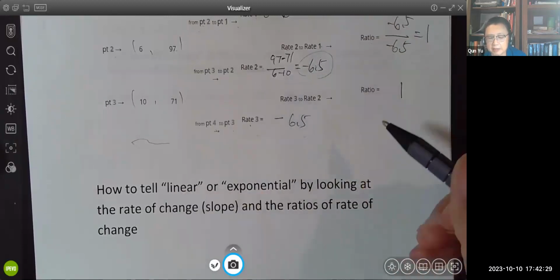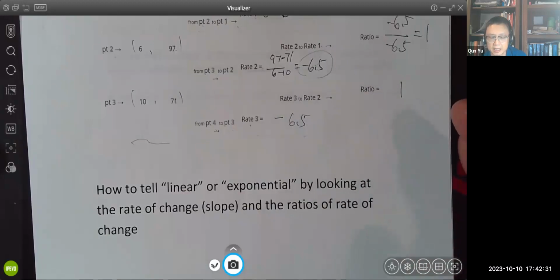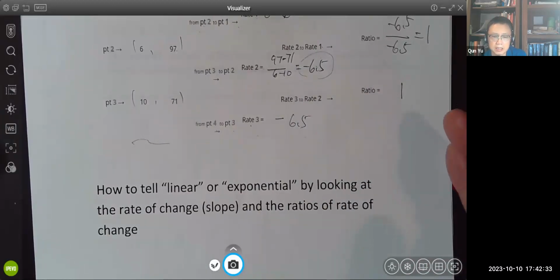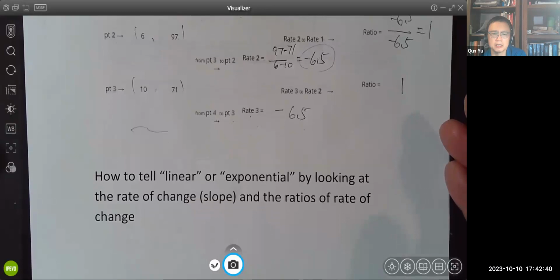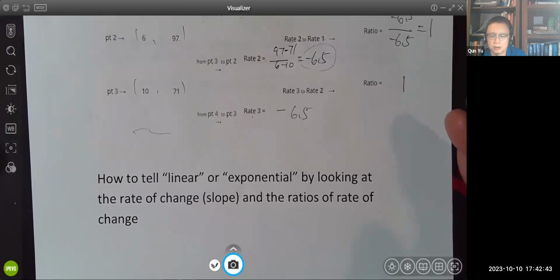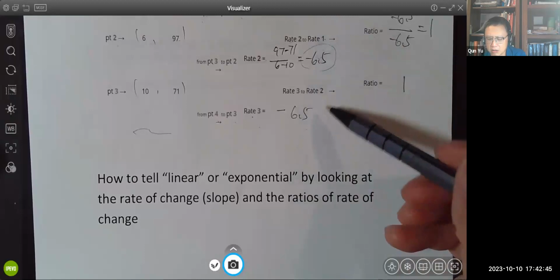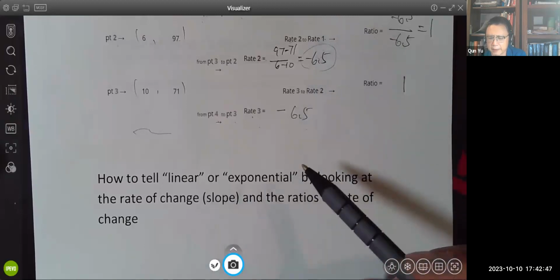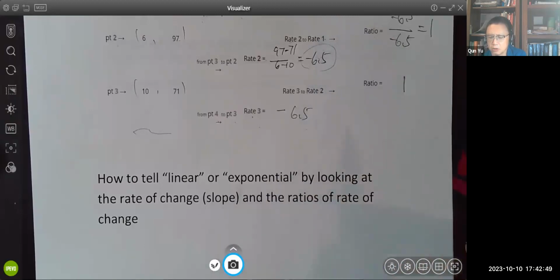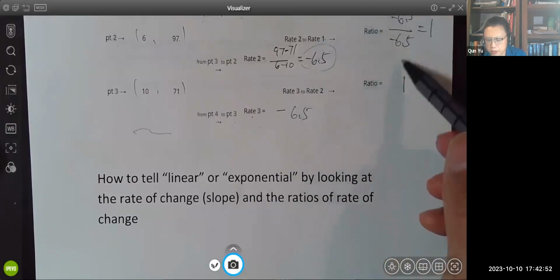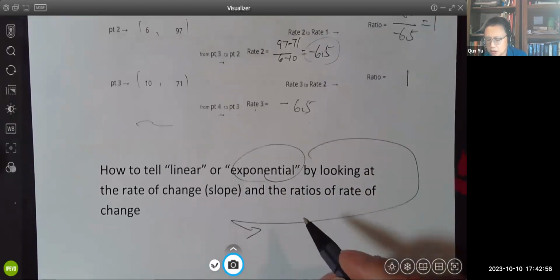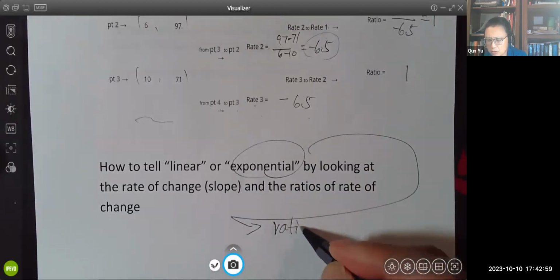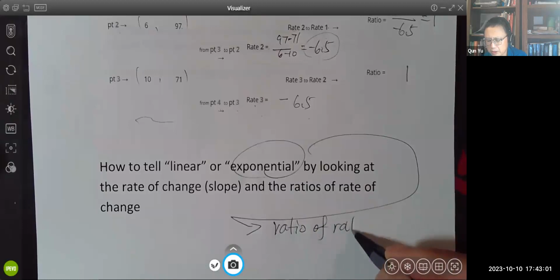If they are not the same, that doesn't mean it's automatically going to be an exponential model, because beyond linear and exponential, there are many other models actually. We only cover linear and exponential models in this course, but there are many other models. So if they are not equal, how do you tell if you have an exponential model? You look at the ratio of rates.